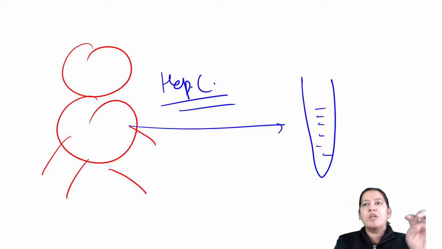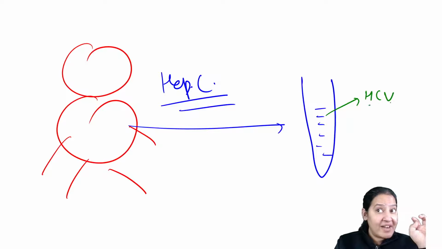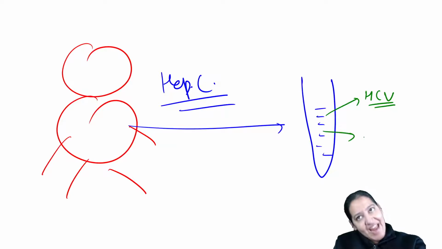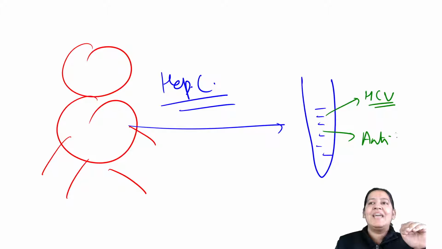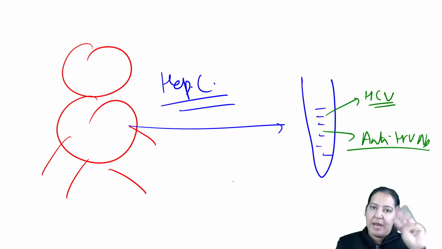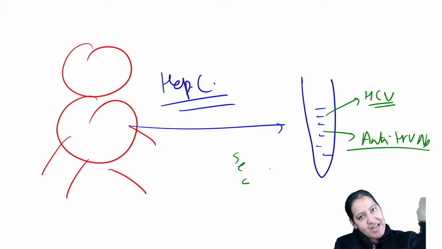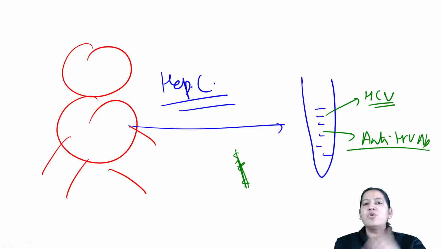If I take the blood sample of this person in a test tube, in the blood I will find, number one, the virus itself, HCV virus, and I will find antibodies against HCV, so anti-HCV antibodies. Like B has three types of antigen and antibodies, S, E, and C, and corresponding antibodies, right? C does not have S, E, and C. So what does C have? तो C के antigen क्या है जिसके against antibodies बनेगी?